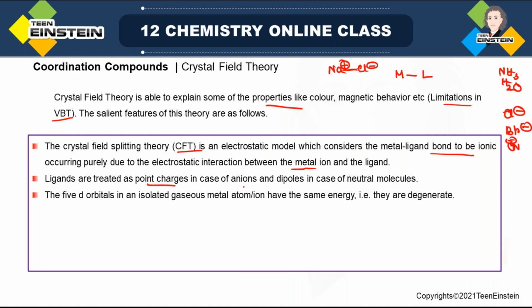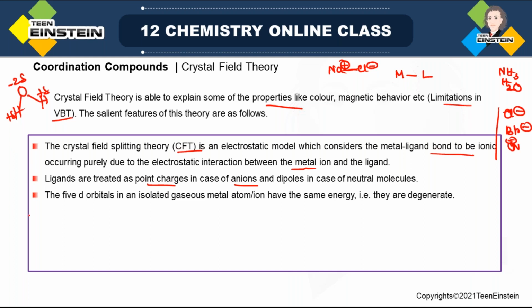Ligands are treated as point charges when they are anions. So anionic ligands like this will be considered as point charges, and if it is a neutral molecule, then you have to consider it as a dipole. For example, if you take a water molecule, oxygen is more electronegative, so the direction of the dipole moment is towards oxygen. So more negative charge is present over oxygen and positive charge over hydrogen. This is partial charge, the delta sign is used. So now this is considered as a dipole, with the negative end on one side, which is the oxygen side, and the positive charge on the other side towards hydrogen. In this way it will be considered as a dipole.